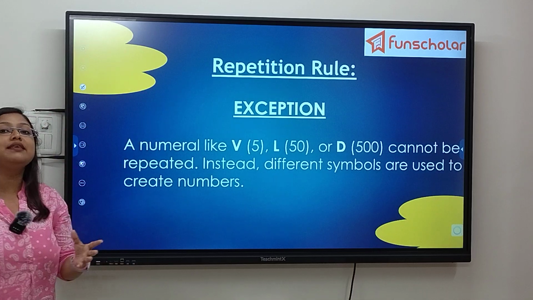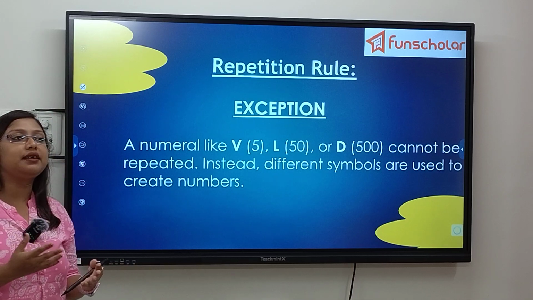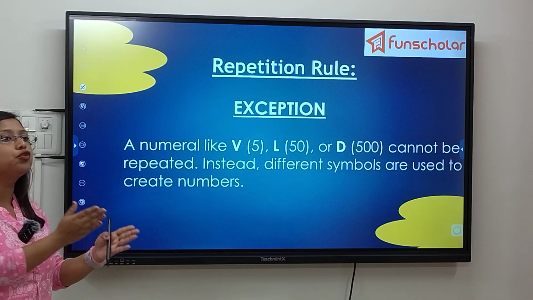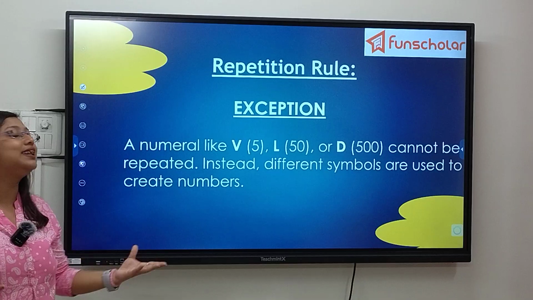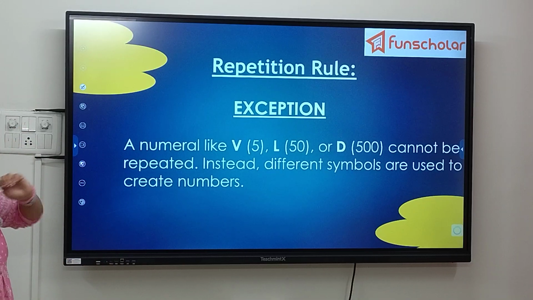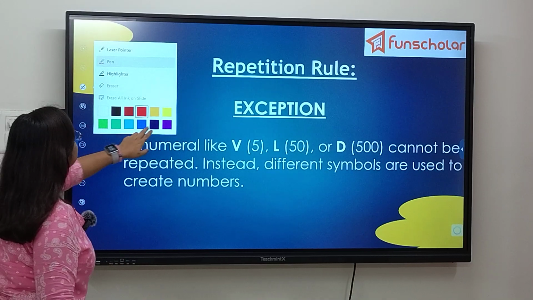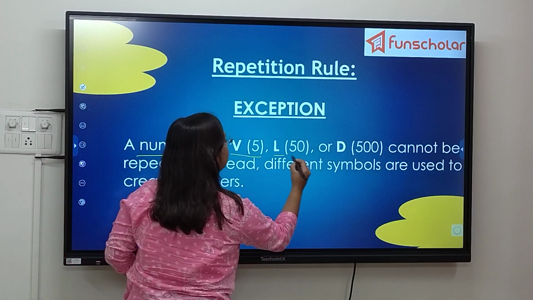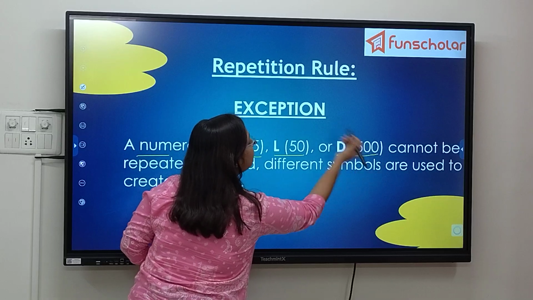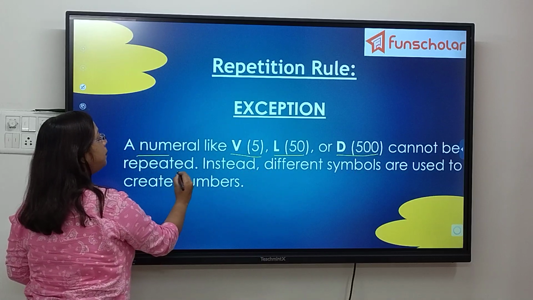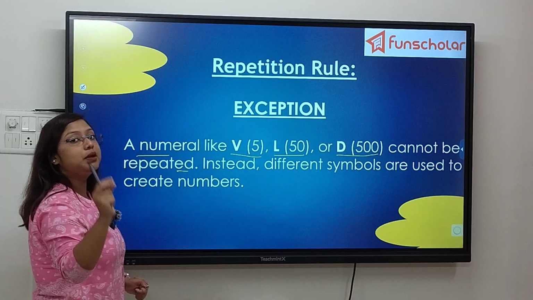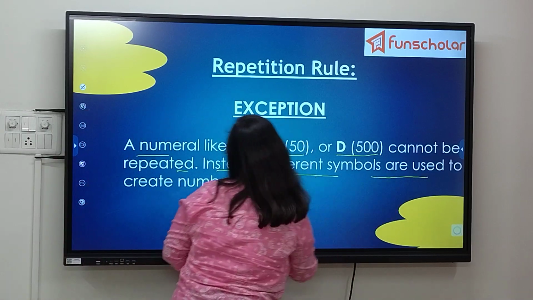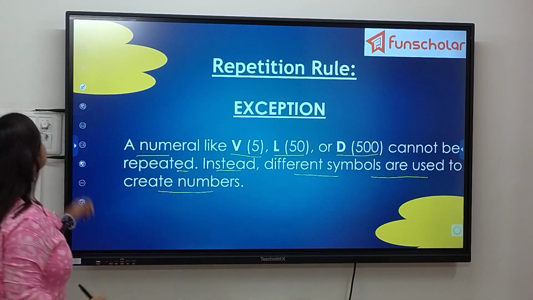Now, exception. What is an exception? Exception is something that we generally don't use, like out of the box. कुछ है जो usually हम लोग जो करते हैं वैसा नहीं है, कुछ अलग है, तो वही exception है. क्या exception है देख लेते हैं यहाँ पे कुछ exceptions. Numerals like V, which stands for 5, L for 50 and D, that stands for 500, cannot be repeated. ये 3 numerals कभी भी repeat हो ही नहीं सकते. Instead, different symbols are used to create numbers.